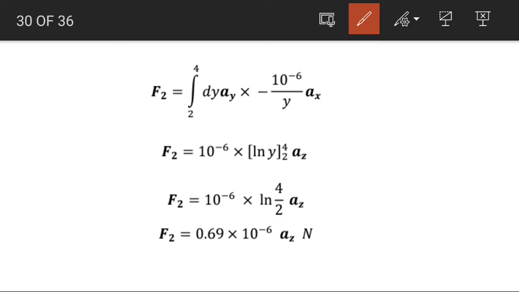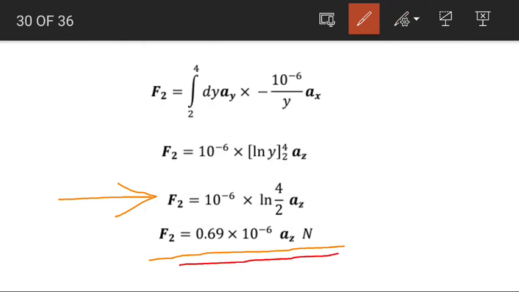So we put the limits on this particular equation, and F2 is equal to 10 raised to power minus 6 into log of 4 by 2 az. If we simplify this particular equation, F2 comes out to be 0.69 into 10 raised to power minus 6 az Newton. This is the force which is experienced by L2.